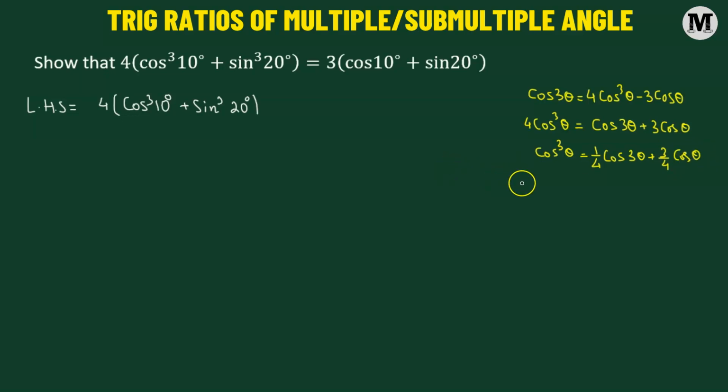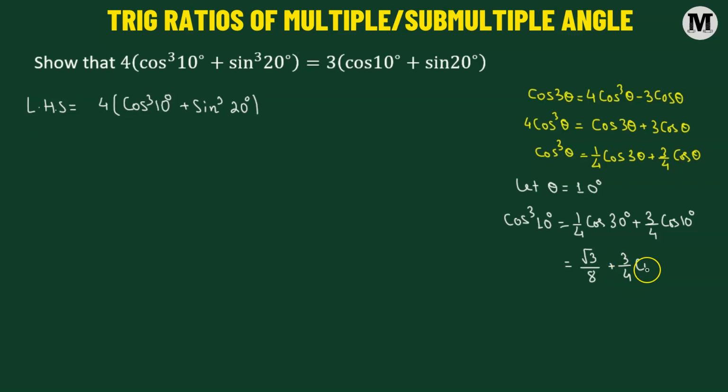Now let us suppose the value of theta is 10 degrees. If theta is 10 degrees, then cosine cubed 10 degrees will be equal to 1 over 4 times cosine of 3 times 10 degrees, that will be 30 degrees, added to 3 over 4 times cosine of 10 degrees. Now cosine 30 degrees is a standard value, square root of 3 over 2. So we get square root of 3 over 4 times 2, that will be 8, added to 3 over 4 times cosine of 10 degrees. So this is going to be the value of cosine 10 degrees whole cube. So let's keep this aside.